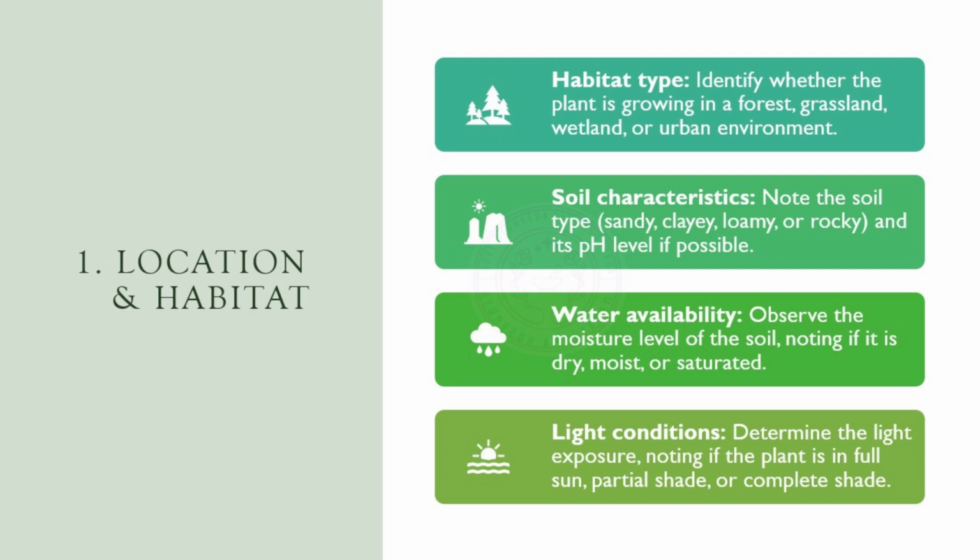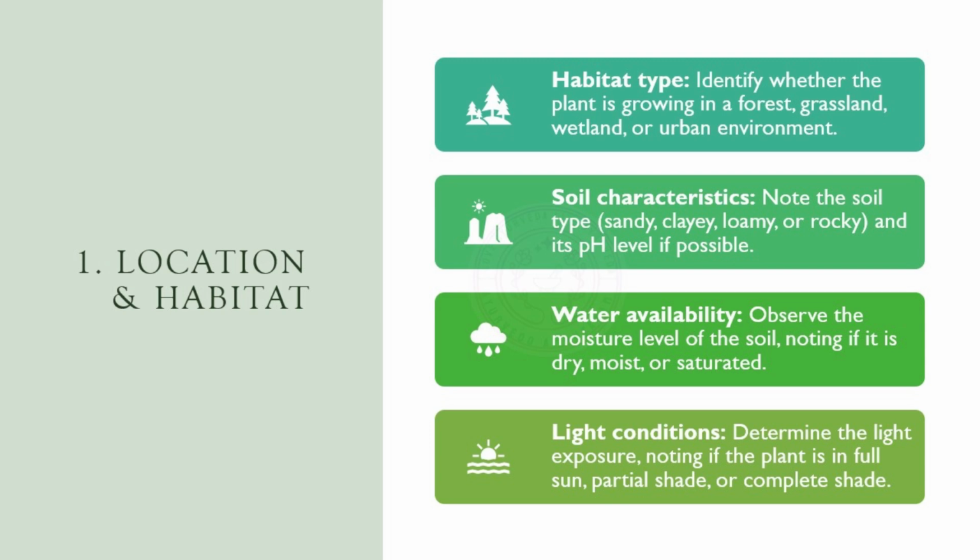Then, let's look at the soil. Soil type, whether it's sandy, clay, loamy, or rocky, affects the nutrients and water a plant can access. Even pH level, if we can determine it, can reveal a lot about the types of plants that will thrive. Closely tied to soil is water availability. This could mean noting if the soil is dry, moist, or saturated, which impacts how the plant's roots develop. Next, light conditions. Plants vary widely in their light needs, so knowing whether they grow in full sun, partial shade, or full shade gives us clues about their growth patterns and leaf structure.